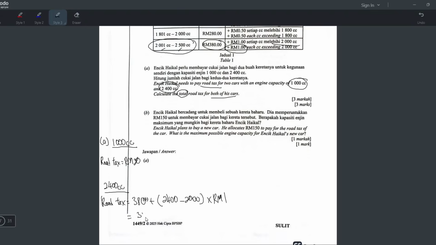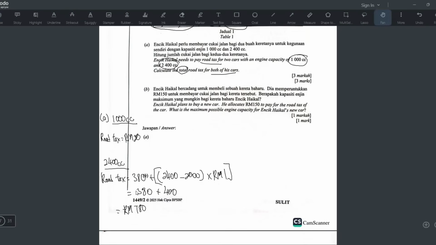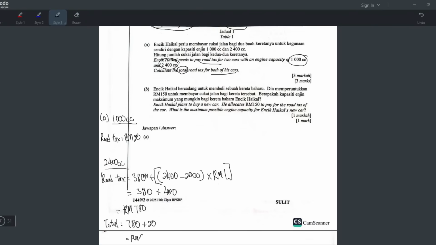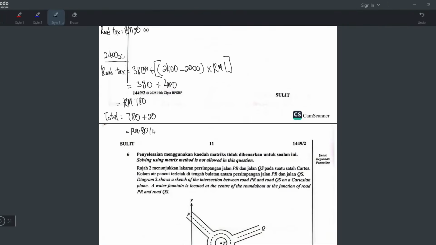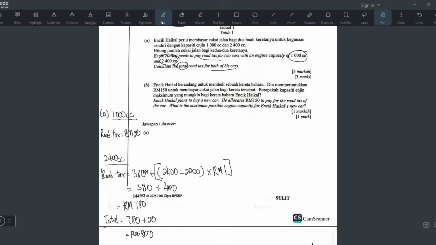So now you get 380, but of course this one have to tekan dulu. So sini dapat 400, and then in the end you dapat 780, and then I recommend write RM because this is the last baris. After getting Rotex for 2 cars separately, now we can find the total. So just write total sama dengan 780 tambah 20 dapat 800. So that's the answer. Okay, that's it. Alright, sekarang B pula.